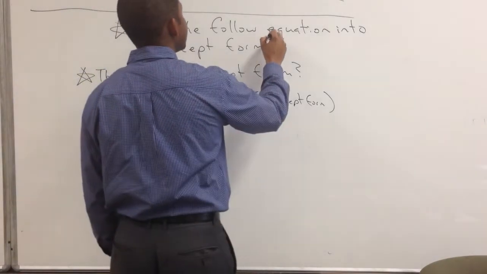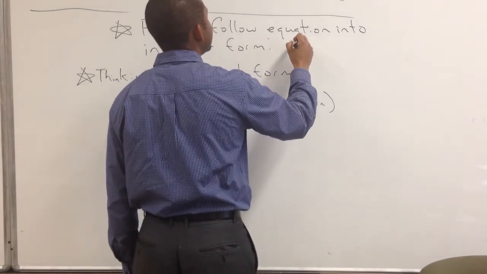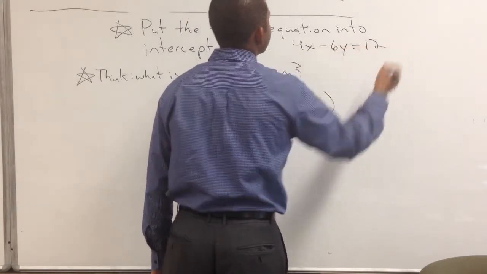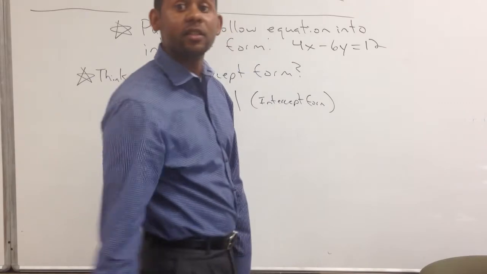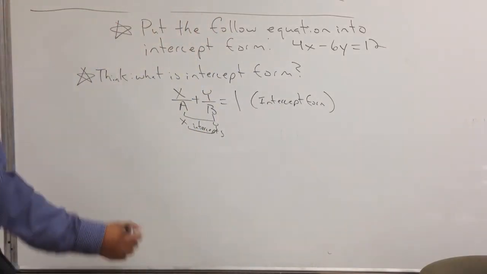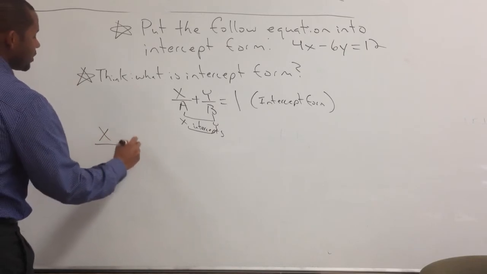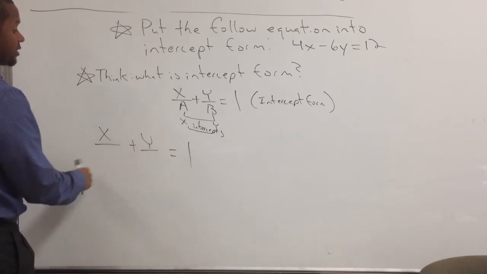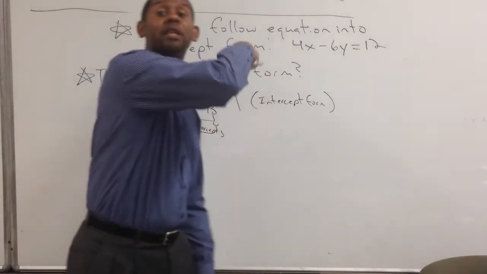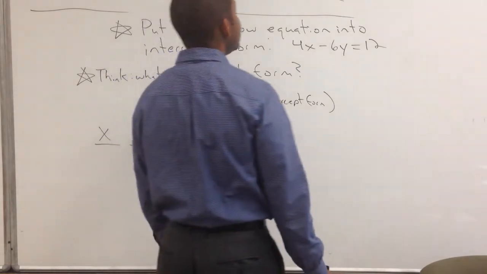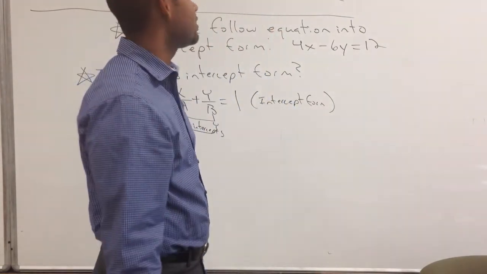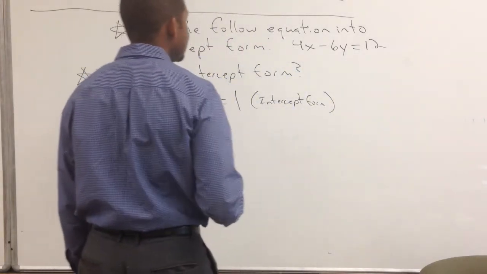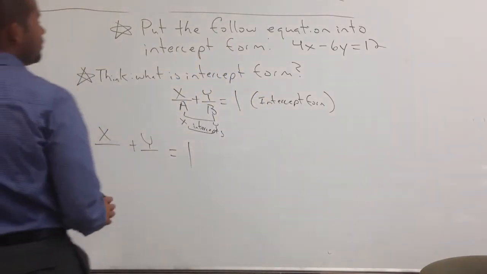So here's the equation that I'm going to put in the intercept form: 4x minus 6y equals 12. So I already know I'm going to say x over something plus y over something equals 1. I need to figure out what these somethings are. So I'm going to figure out the x-intercept. What do we know about an x-intercept? Hopefully you're saying to find the x-intercept, y is always 0.